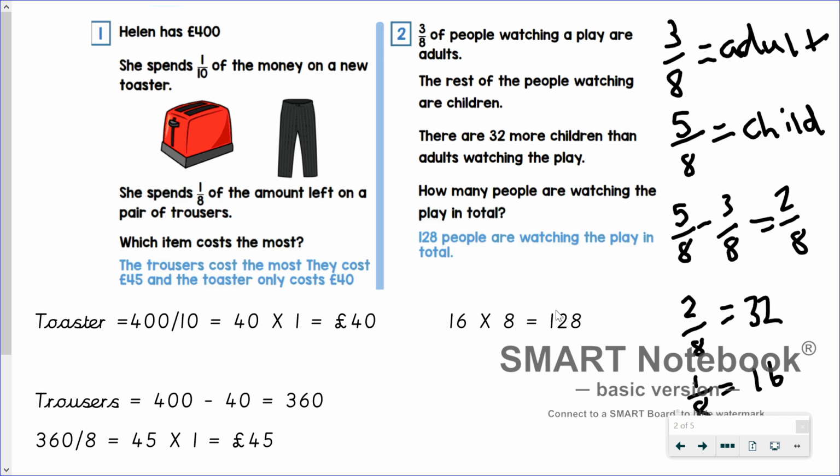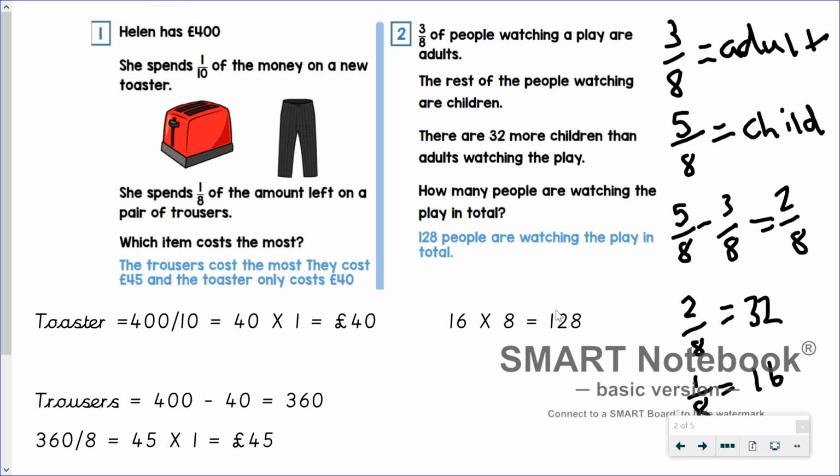Now the second question. 3/8 of people watching a play are adults. The rest of the people watching are children. There are 32 more children than adults watching the play. How many people are watching the play in total? So first thing to do is note down mathematically what we know. So 3/8 are adults, and it tells us that the rest of the people watching are children.